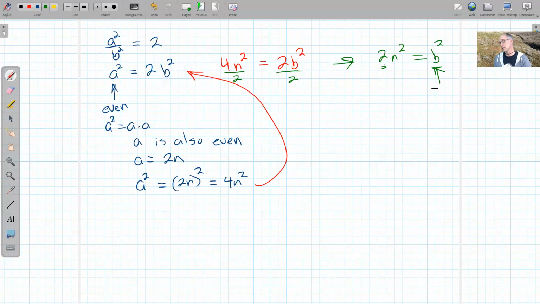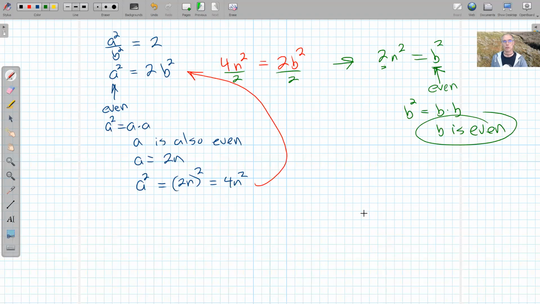It is even? Yeah, it's even. All right, so now I know b squared is even, so that means if b squared is even and b squared equals b times b, well, b must be even too. So b is an even number, and a is an even number, but that's a problem because I said a over b was reduced.